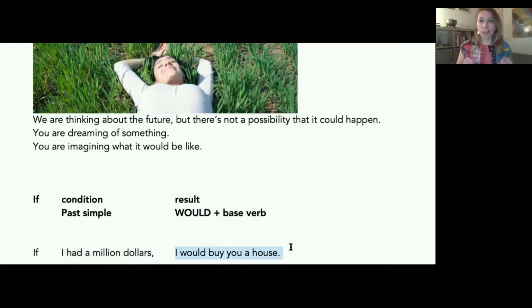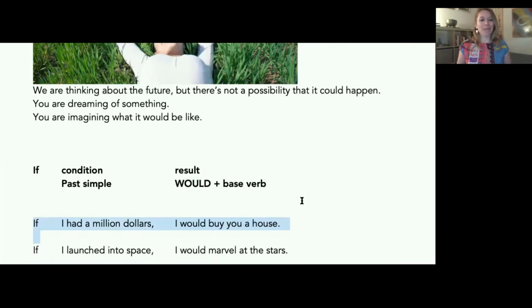There's actually a very catchy song. If I had $1 million, I would buy you a house. You can look up the song. I forget now who the artist is, but you know, that's why we have Google and these amazing search engines. Sure, you can find that song. It's full of this conditional, okay?